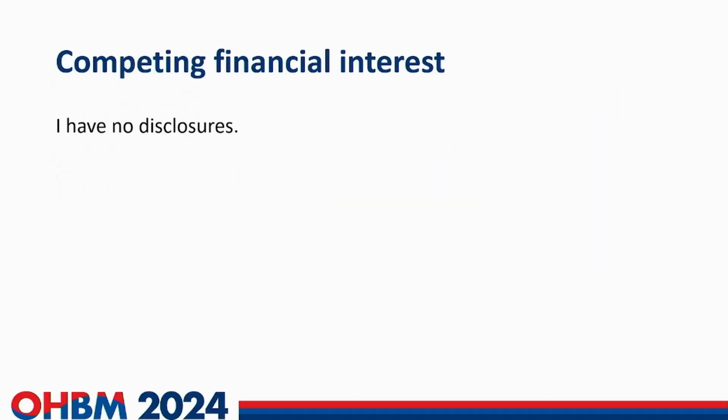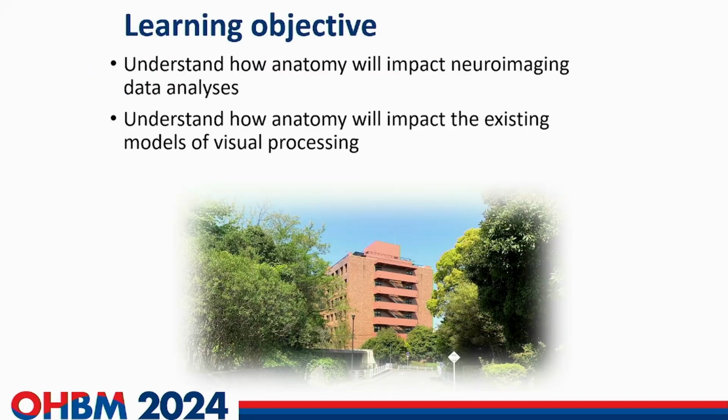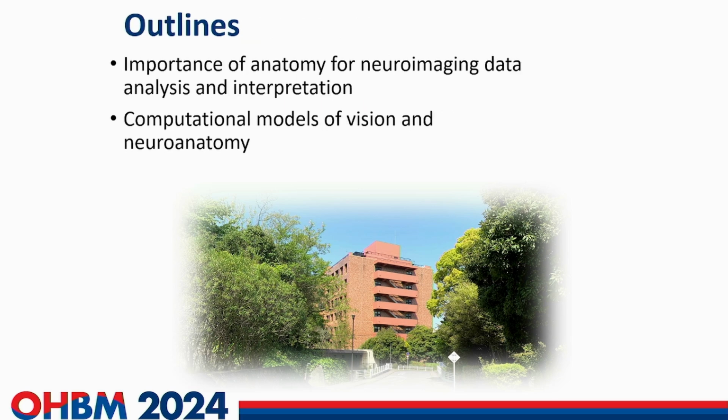So let's begin. I have nothing to disclose. In this lecture, we have two learning objectives. First, we want you to better understand how anatomy will impact your neuroimaging data analysis. Second, we would like to introduce how anatomy impacts existing models, taking visual processing as an example of the architecture of information processing in the brain.